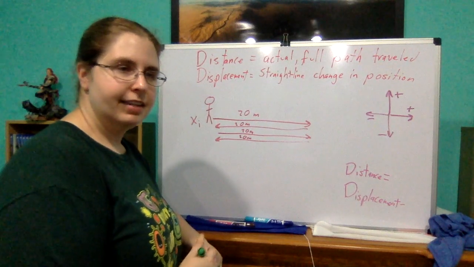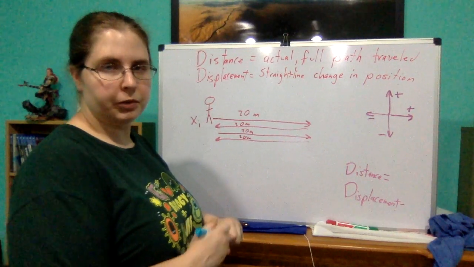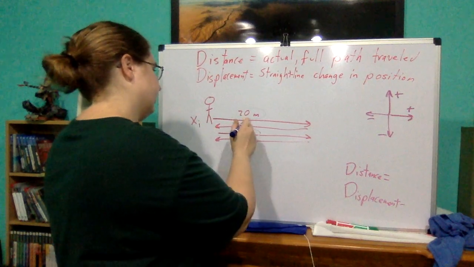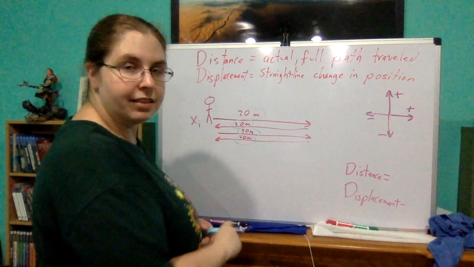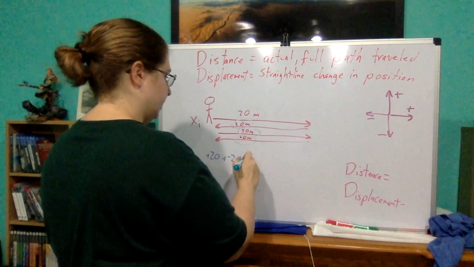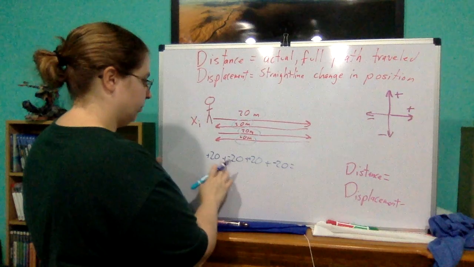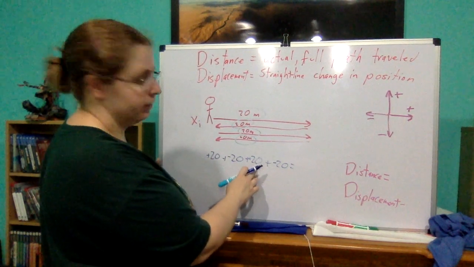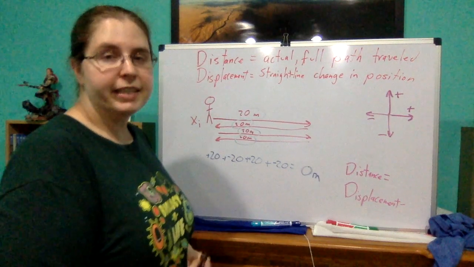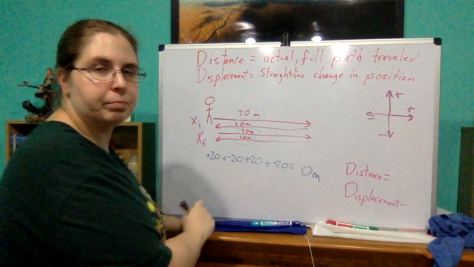What would happen here is, just like before, we're going to include all of the numbers. So we have 20 and 20 to the right, and we have 20 and 20 to the left. We're going to add them all up. 20 to the right is positive, plus 20 to the left is negative, plus 20 to the right is positive, plus 20 to the left is negative. So we have 20 plus negative 20 is 0, plus 20 is 20, plus negative 20 is 0 meters.